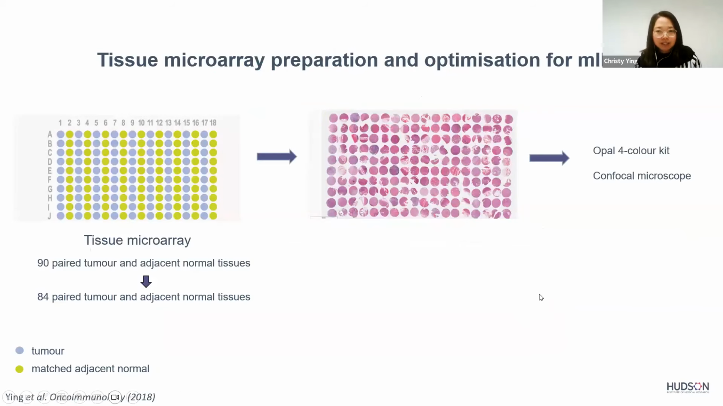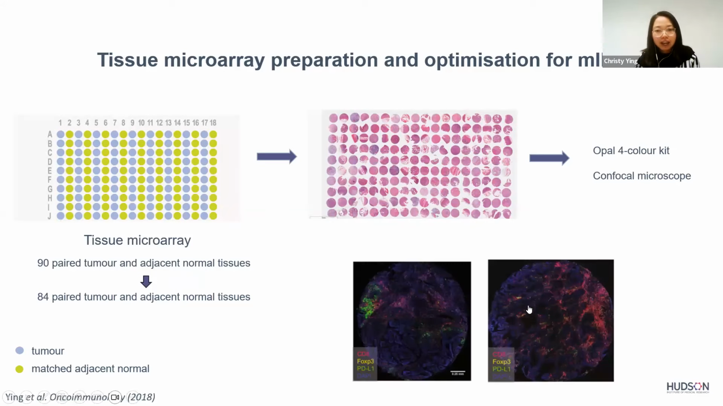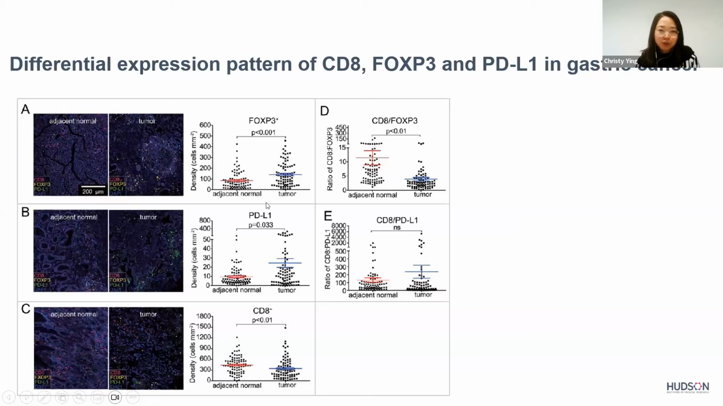With the optimization of this, we stained the whole tissue microarray, and I could show you some representative images from each of the cores. These are two images from different patients, and we could already see the heterogeneity between different patients. Further on, we quantified the density of the FOXP3 positive cells, PD-L1 positive cells, and CD8 positive cells in both adjacent normal tissues as well as tumor tissues.